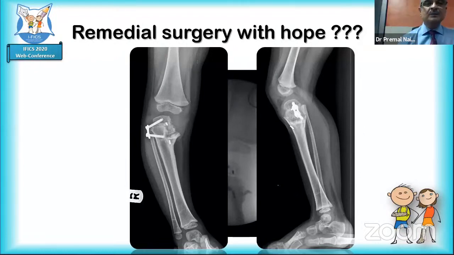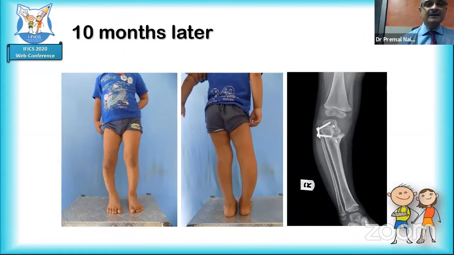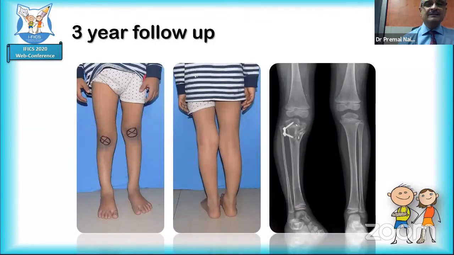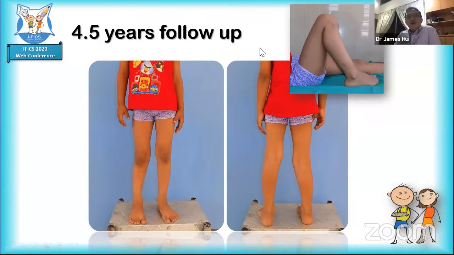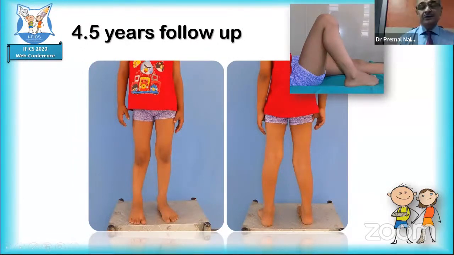So this is immediate post-op. That's 10 months down the line. That's 3 years down the line. And that's 4.5 years down the line. But you can, as picked up, I don't know whether it is a plate which is placed posteriorly, but there is definitely a posterior depression. There's an angulation at the anterior tibial slope. So that's not corrected here. Do you think the recurvatum is due to the initial osteotomy or to a plate?